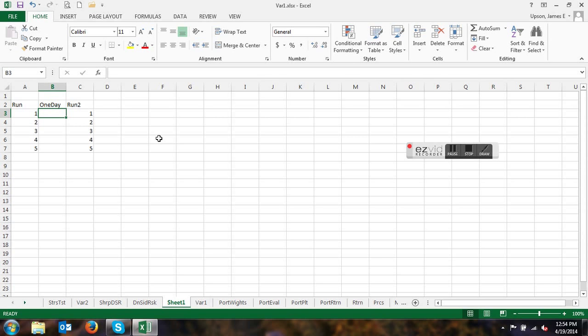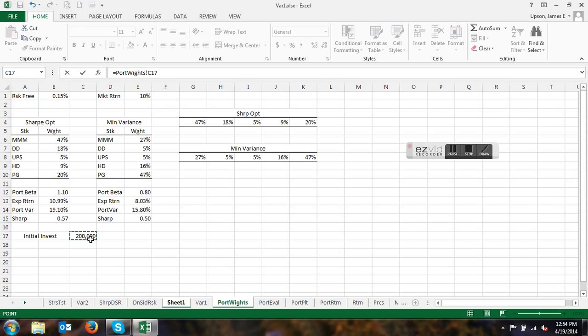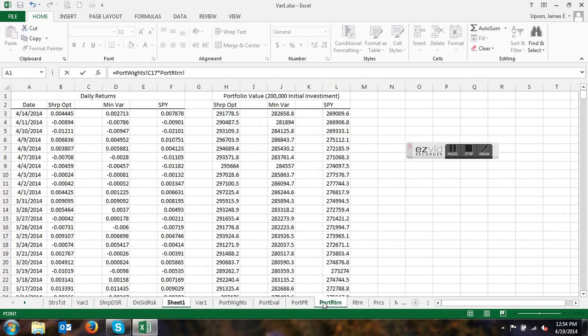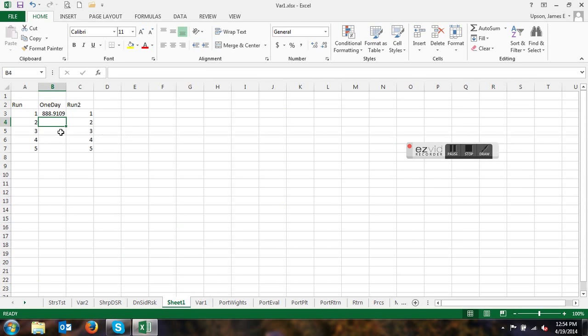And we can do that pretty simply. We're going to use the equal sign, come over here to our portfolio weights and set the initial value, which is $200,000. And then we're going to multiply that by our portfolio return for the Sharpe optimal. You notice this is the last day of my analysis. So what it means is in one sample day, it's possible for me to get a $888 return on my portfolio.